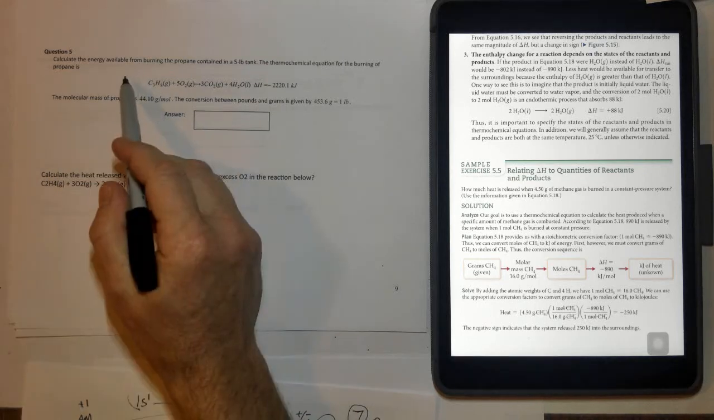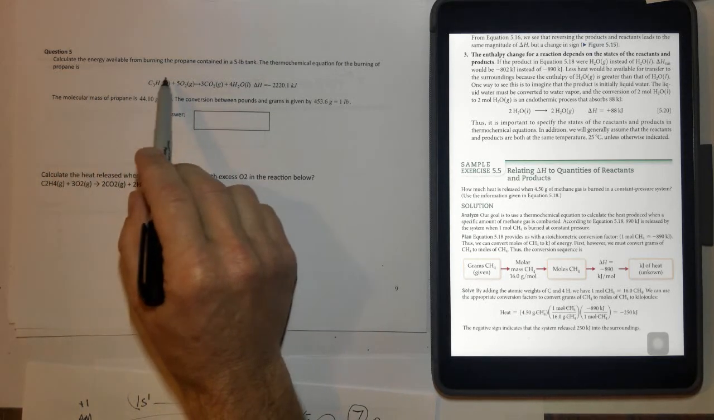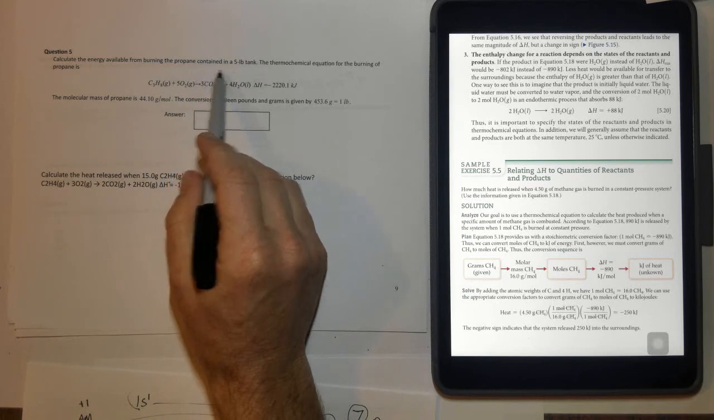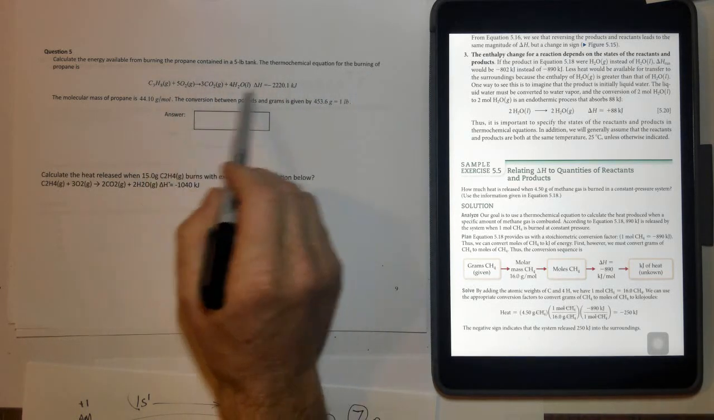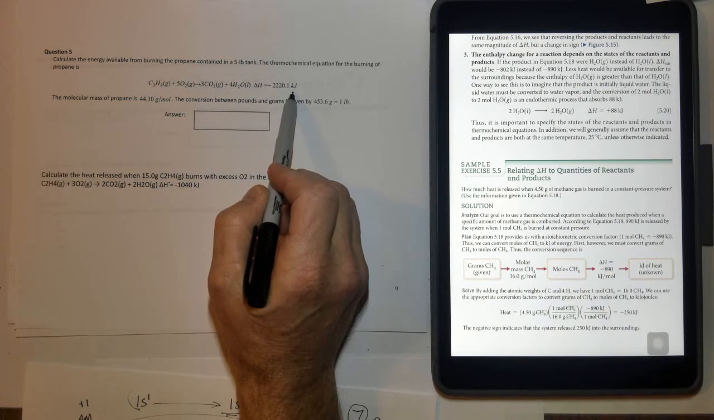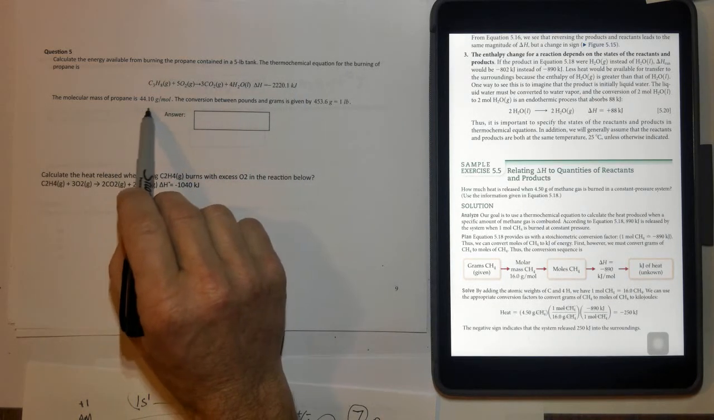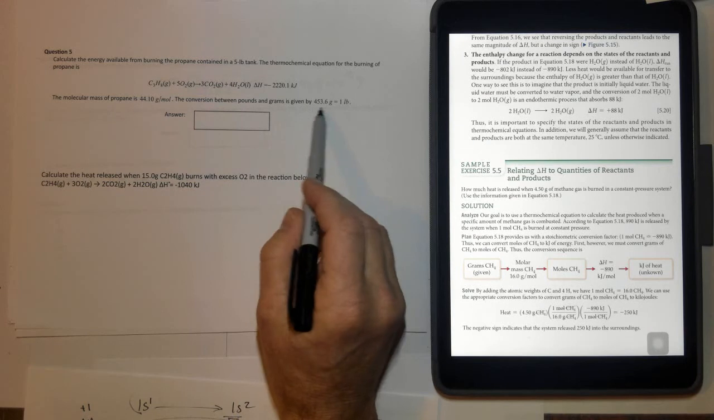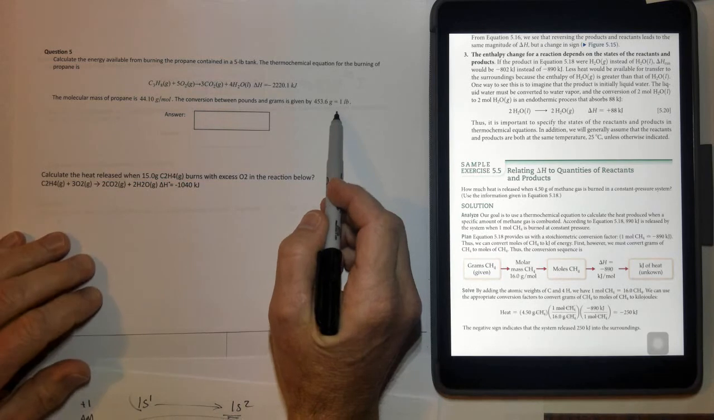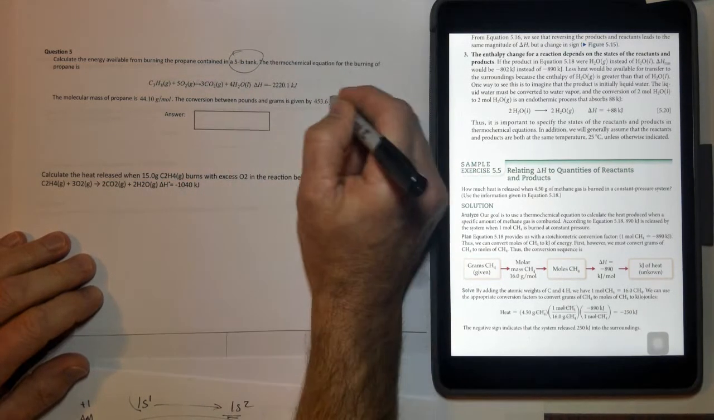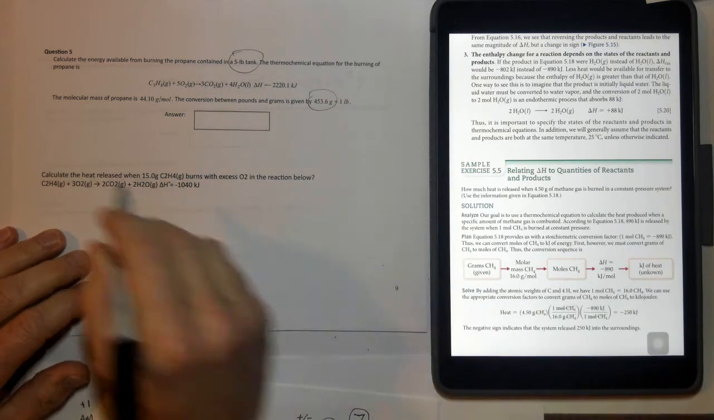So here we are on question 5. Calculate the energy available from burning the propane contained in a 5-pound tank. The thermochemical equation is listed below and it's balanced. And then it says the molecular mass of propane is, and the conversion between pounds and grams is given right here as well. So step number 1, convert to moles, but before we can convert to moles, we've got to get 5 pounds into grams, and then we can go from grams into moles.